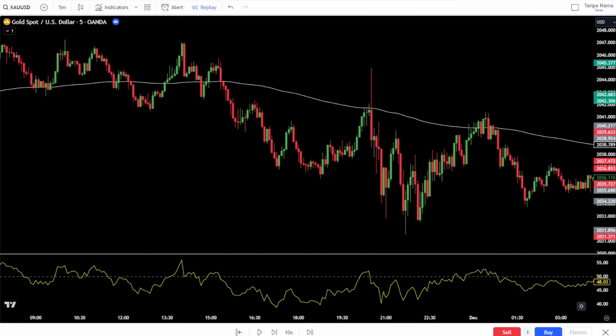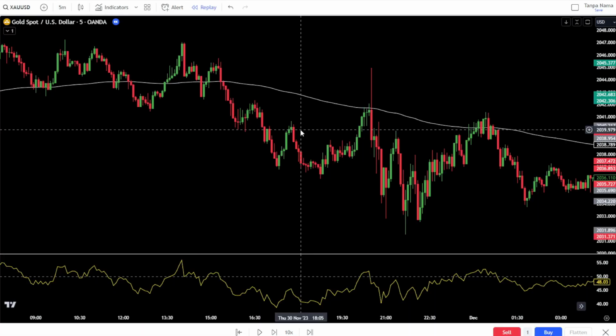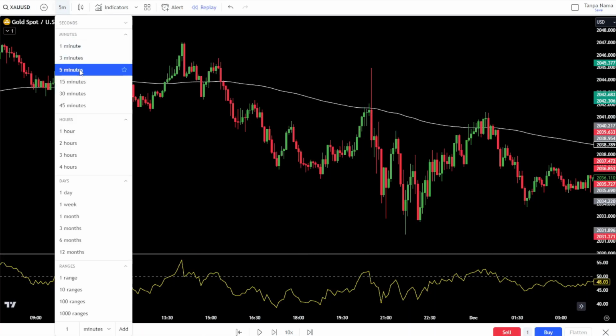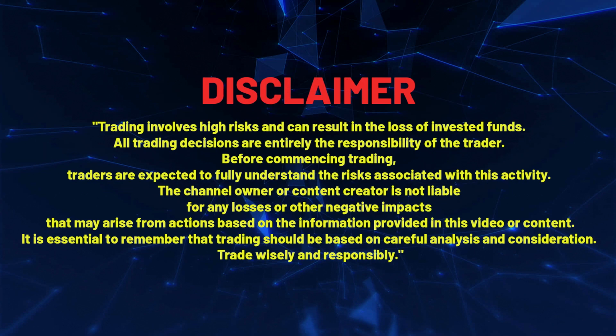Before we proceed with backtesting using the RSI and moving average indicators, let's set the pair and time frame. Set the pair to gold or XAU/USD and adjust the time frame to 5 minutes. Before initiating the backtesting process, let's review the current backtest conditions.